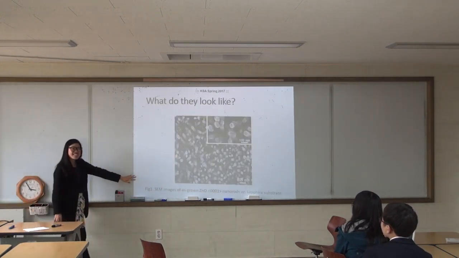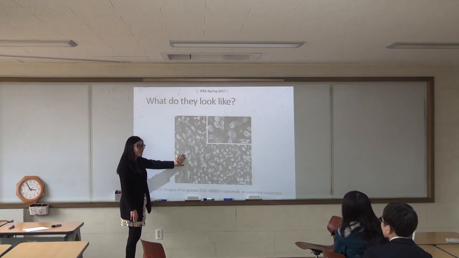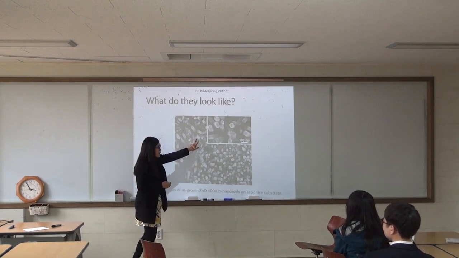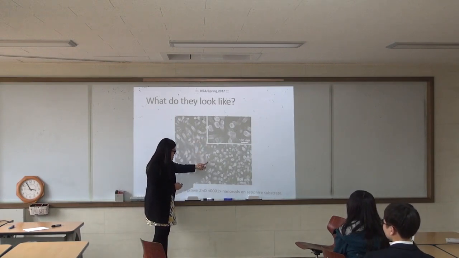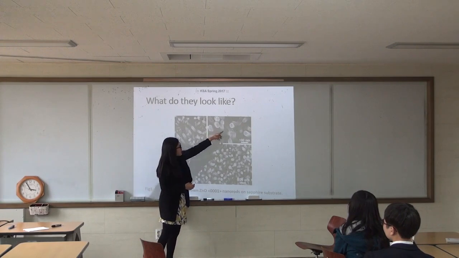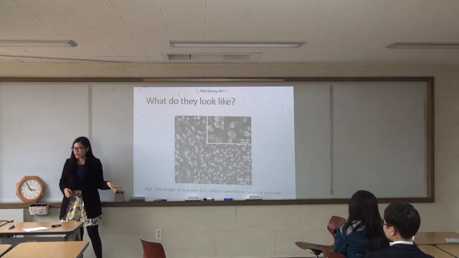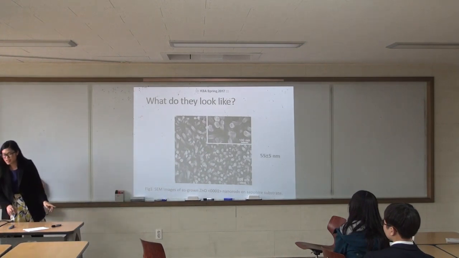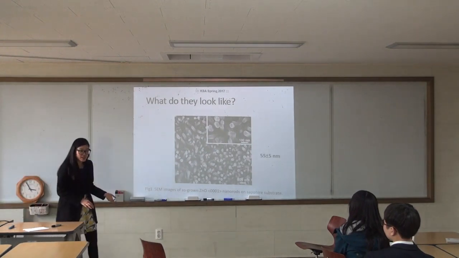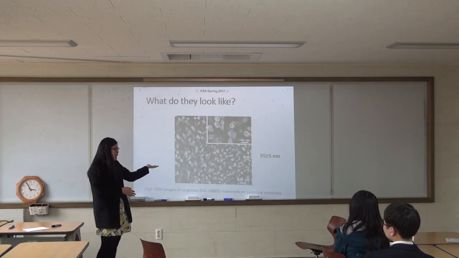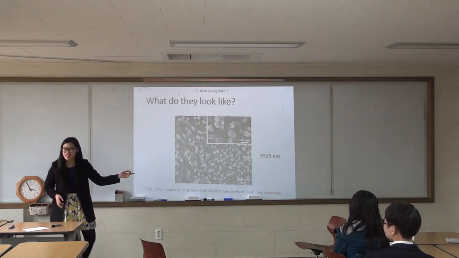Okay, these are the zinc oxide nanorods that I synthesized. As you can see, this is a nanorod, right? It's hexagonal. If you look closely, it is a hexagonal nanorod. The diameter of this one is around 55 nanometers. So you just put it in the solution, then you get this: zinc oxide nanorods.